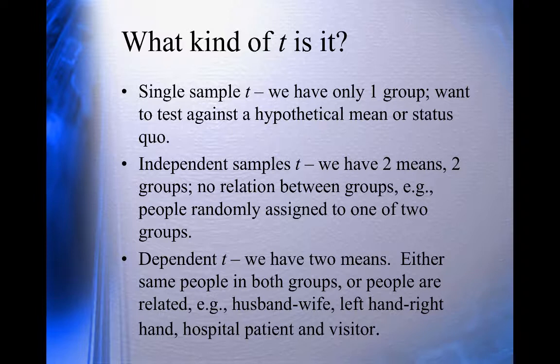And then in the dependent samples t, we have two means. Again, either we have related people, where the groups are related like husband and wife, left hand, right hand, or the same people are tested twice, before and after, or pain-free and placebo, or something like that. If it's before and after, we have to be very careful, otherwise we have that single group pre-post design. But I'll talk more about that later. Right now, three kinds of t.